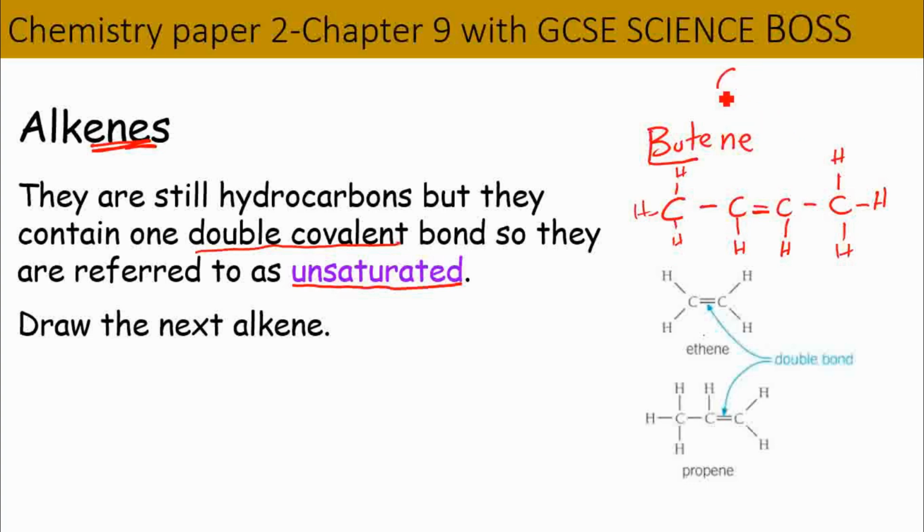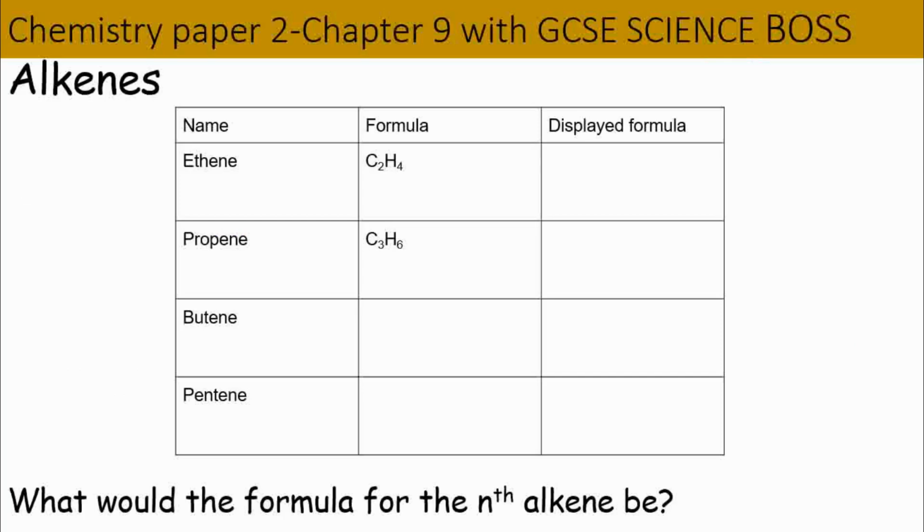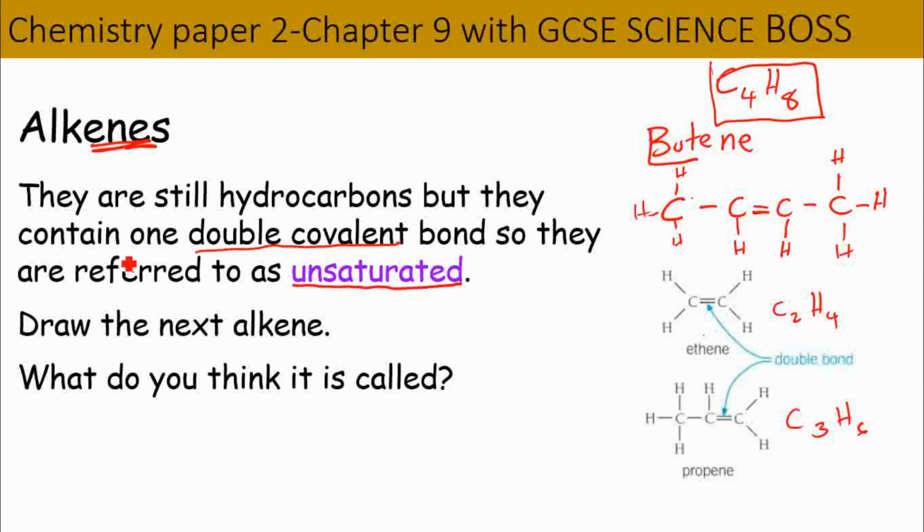good. So my formula here is going to be C4, H 1, 2, 3, 4, 5, 6, 7, 8. So it's going to be H8, okay? Good. And then this one would be C2H4, and then C3H6. So you should see that there is a trend there. And what is that trend? That general formula is going to be CnH2n. I will have twice the number of hydrogen as I do carbons, okay?